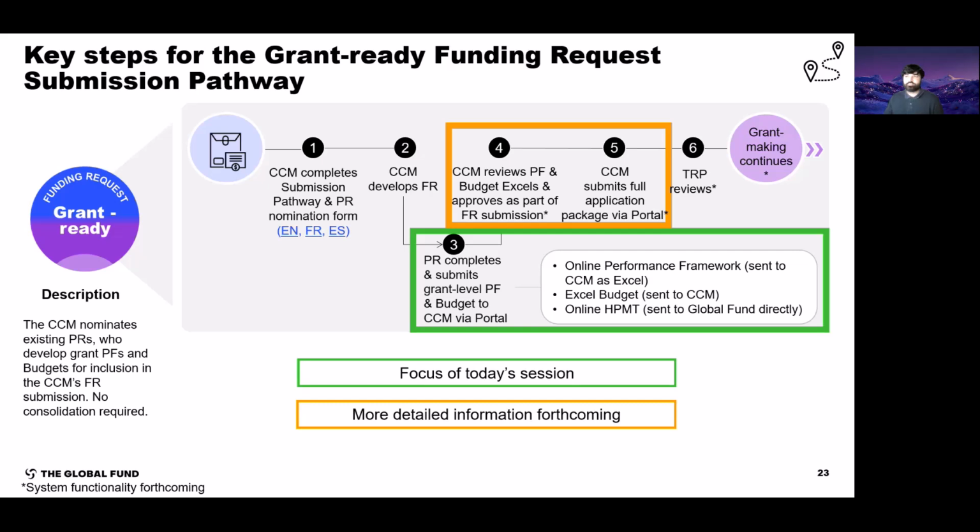What is really important here is that the process begins with the CCM, at the moment that the CCM completes and defines the components that will be determined for the specific funding request. They confirm their submission pathway, and they also identify which TRP window the CCM would like to present their application, and then communicate that with the submission pathway and PR nomination form.